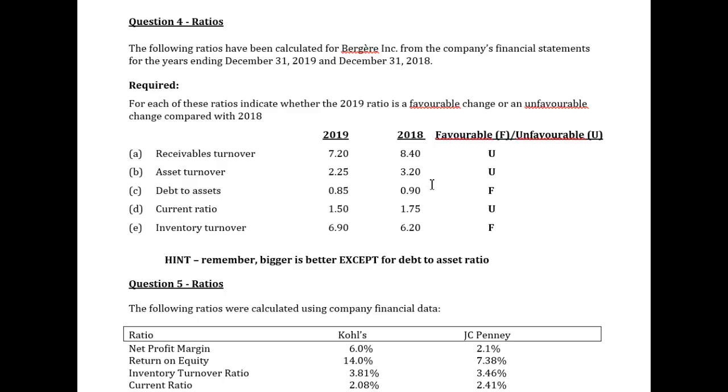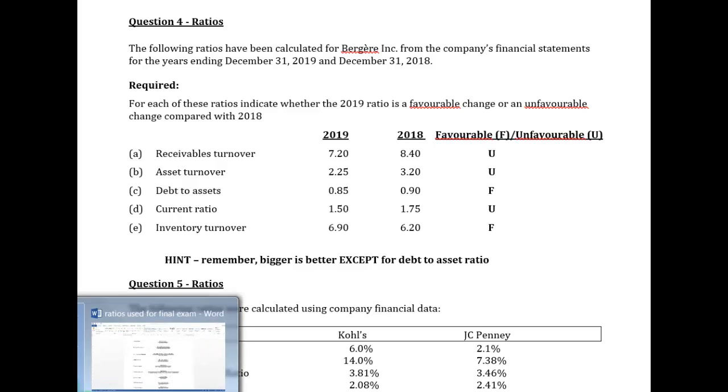So in our case, if we look at our question, the receivables turnover will tell us how much we're collecting in receivables in cash throughout the year, right? How many times are we collecting? Well, we were collecting 8.4, or say on average 8 times a year, if we round it to the nearest whole time. Now we're only collecting approximately 7.2 times, or say to round it 7 times a year. Well, the more frequently we collect, it's better, right? But we're not collecting as much in 2019 as we did in 2018, so that's unfavorable, right?